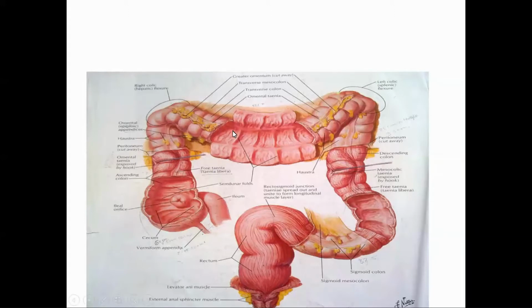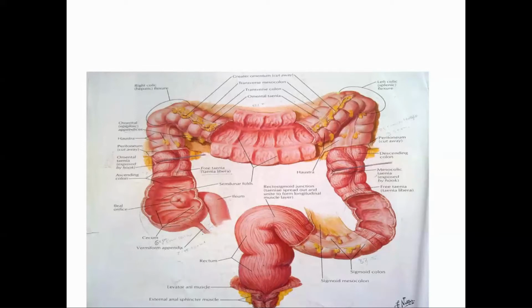But in the case of the transverse colon, its position is changed. The Taenia libera, in the case of the ascending, descending, sigmoid colon, and the rectum, lies anteriorly, but in the case of the transverse colon, it lies inferiorly. Superiorly is the Taenia omentalis. And posteriorly is the Taenia mesocolica.